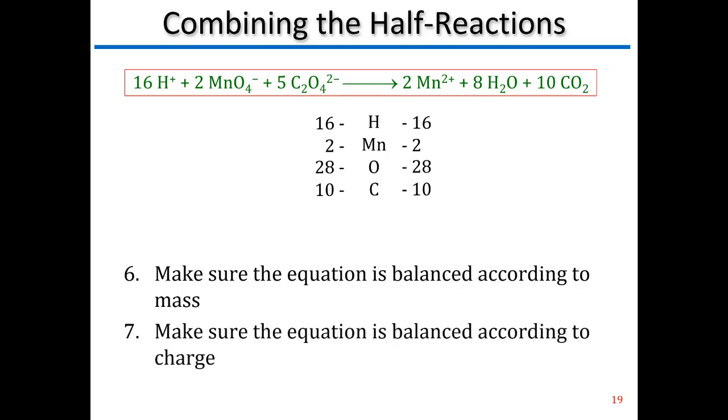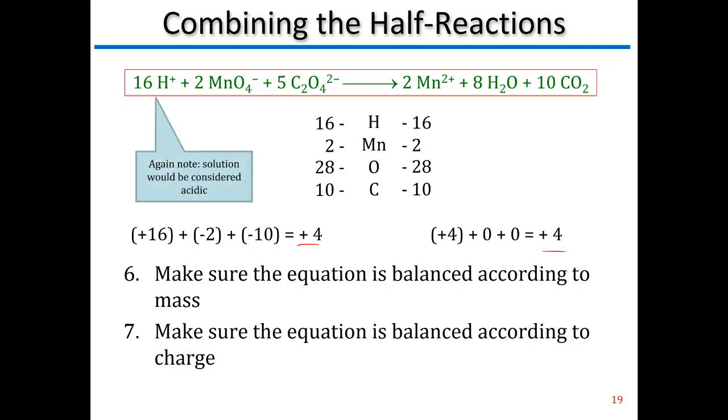And of course, make sure it's balanced according to charge. Once we have the masses, then make sure the charge is balanced. So we have 2 times minus 1, 2 times plus 2, and then 5 times minus 2. There's a lot of stuff going on here, so just make sure it's all balanced out. It ends up being plus 4 on both sides. That's fine, as long as they match. So that would end up being your final answer. And again, since we have this in H+, this would be considered the solution in acidic solution.